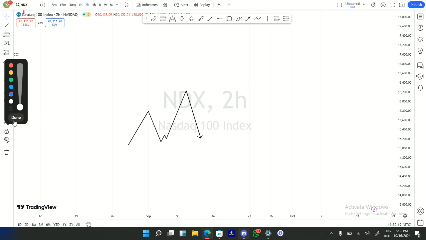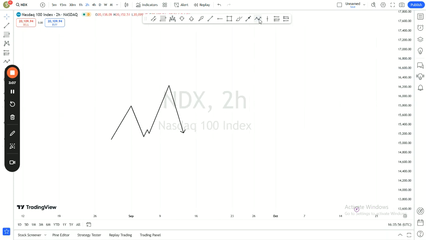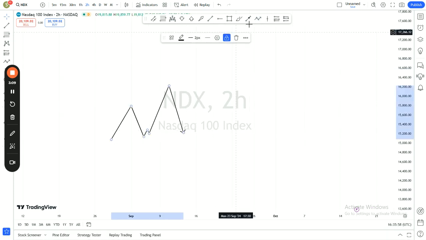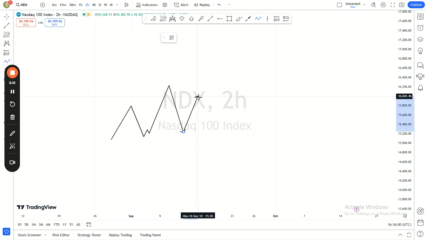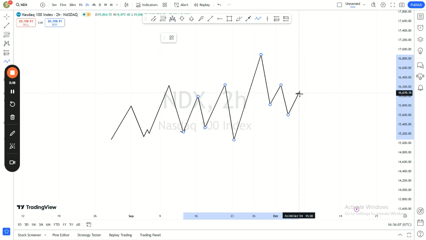Now there's something I want you guys to feel. The market doesn't just create clean structures. You can see the market creating structures just like something like this. You can see the market creating something like this. You can see it creating something like this. Then you see the market creating something like this.